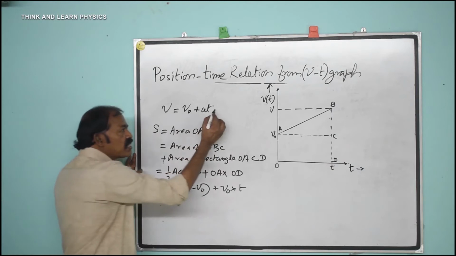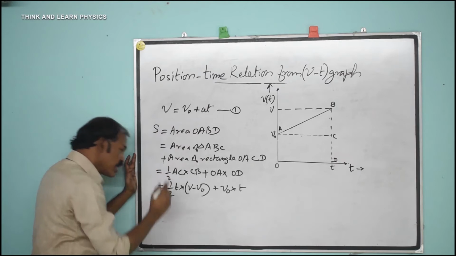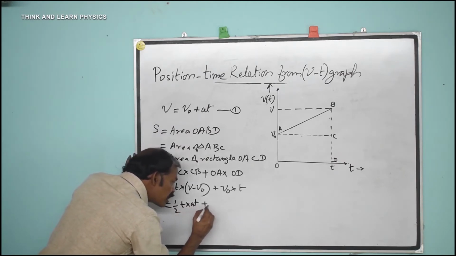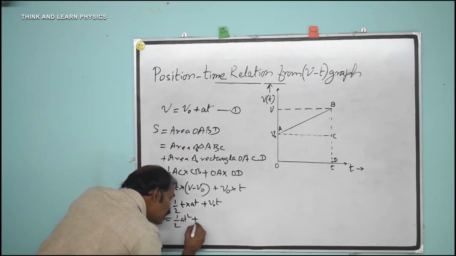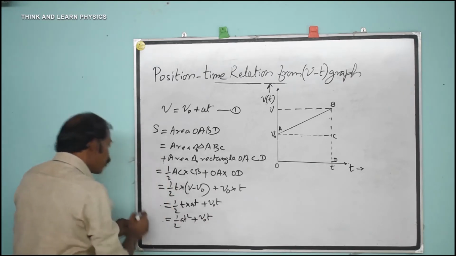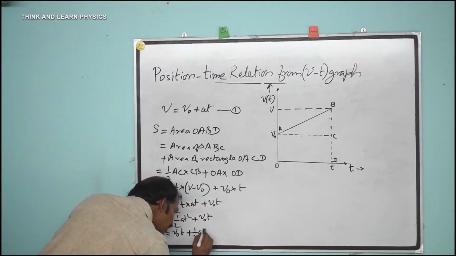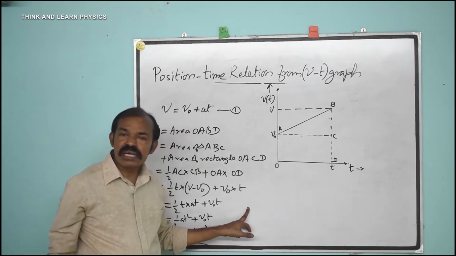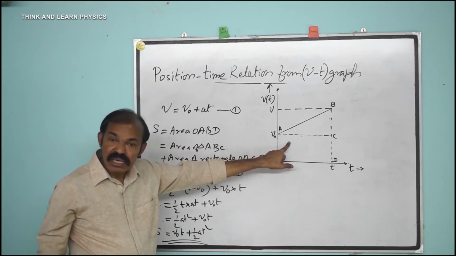Now from this relation, say this is equation 1, from equation 1 we see that v minus v0 equals at. That means half t into at plus v0 t, which is equal to half at squared plus v0 t. Thus we obtain S equals v0 t plus half at squared. Thus we obtained the relation between position and time using the velocity time graph, with displacement as the area under the velocity time graph.